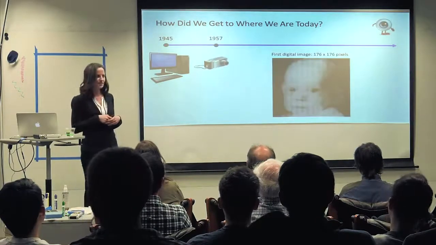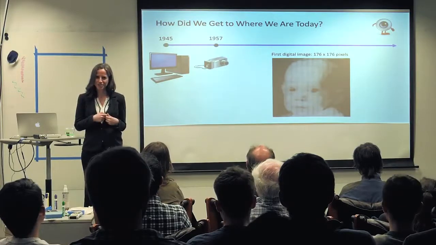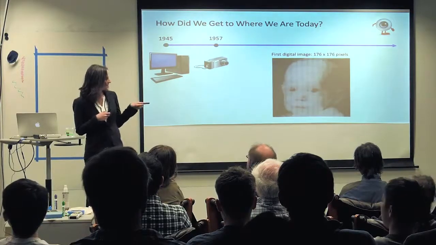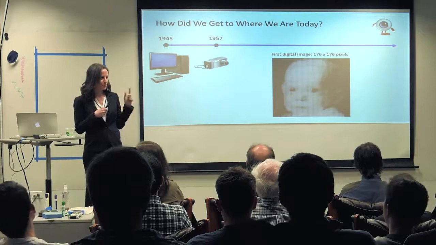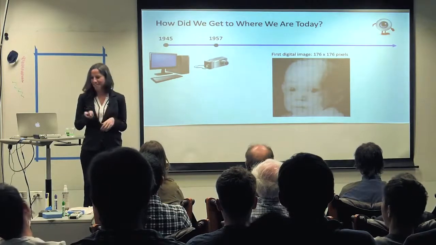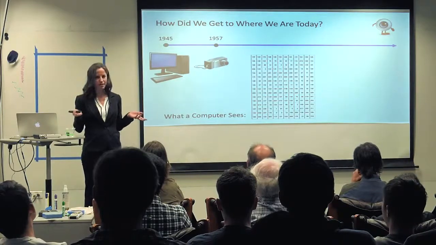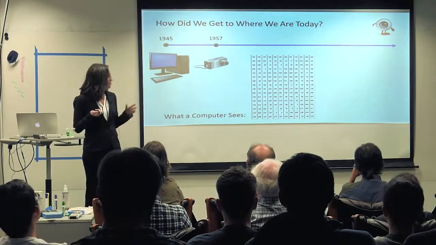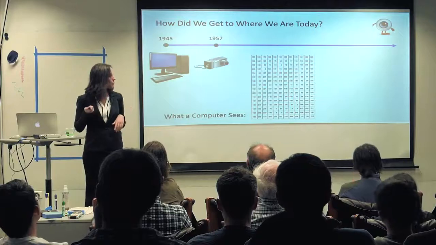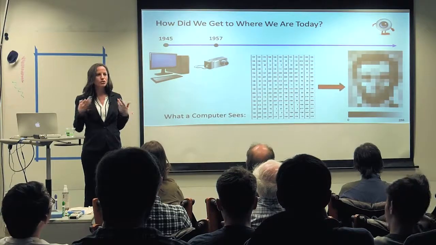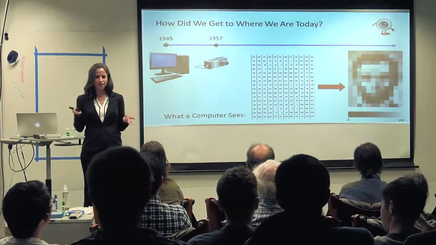Fast forward to 1957, the first digital image. This is it. It's of a 3-month-old son of the person who took the picture. What is an image? It's a grid of numbers in the case of a grayscale image. Okay? That's what a computer sees. What we see is a mapping to various colors. Think paint by number.